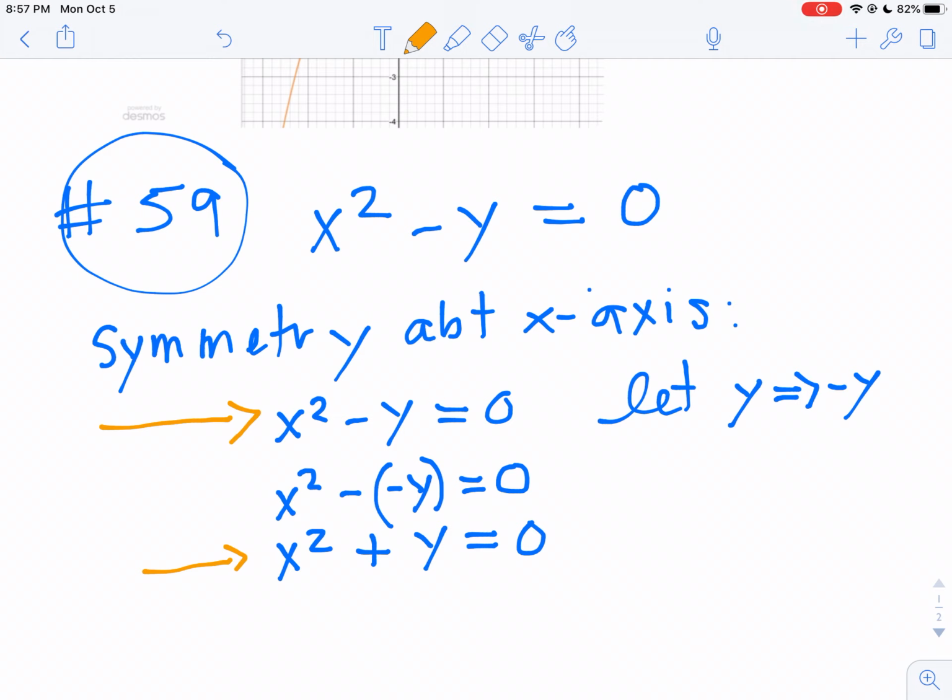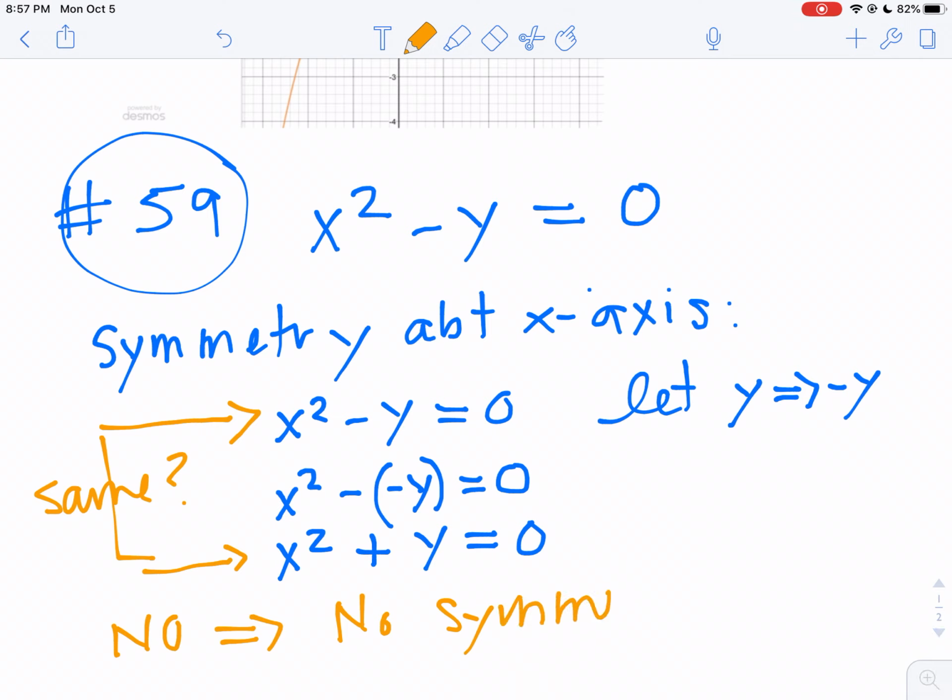Okay, the question is, are they the same? If they are the same, then this equation is symmetrical about the x-axis. Okay, if they are not the same, then there's no symmetry about the x-axis. So if you look at the original equation and the equation that you get after the substitution, they are not the same. All right, so if they're not the same, then your answer is there is no symmetry about the x-axis. And because you've already written it up there, you don't have to write it down for me again.